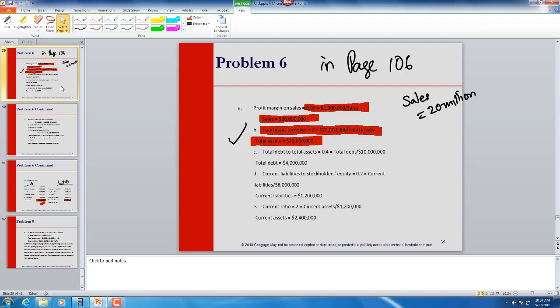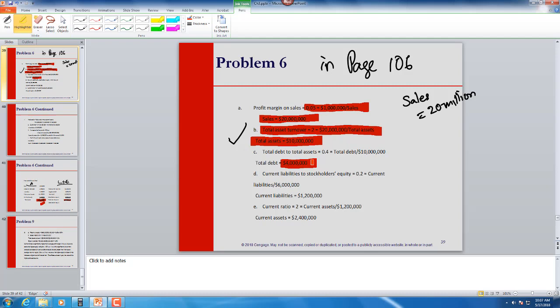Now that we know what total assets are, we will know what total debt is. Because see, debt ratio is right above that. And it says total debt to total assets is 40%. So if debt is 40% of assets, that means debt is what? 4 million. If debt is 4 million, then what is equity? It's got to be 6 million, right?